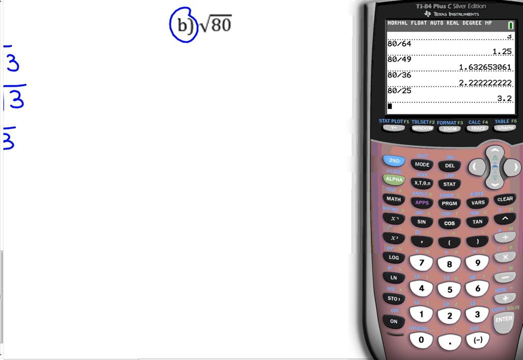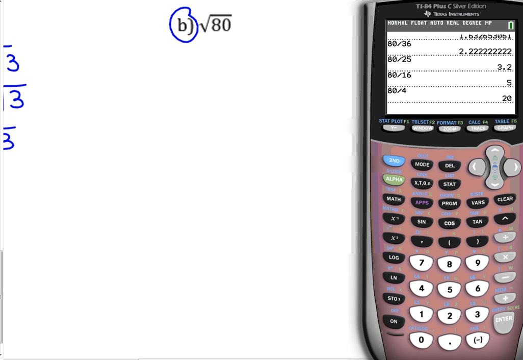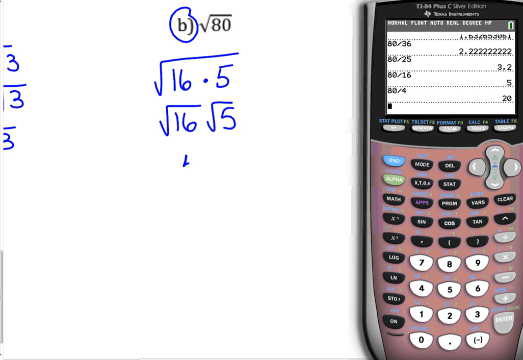Should find it. Okay. There's two perfect squares that will go into it, both 16 and 4. But which one do we want? 16. We want the largest so that we can be fully simplified. So square root of 16 times 5, or root 16 times root 5, which becomes 4 root 5.